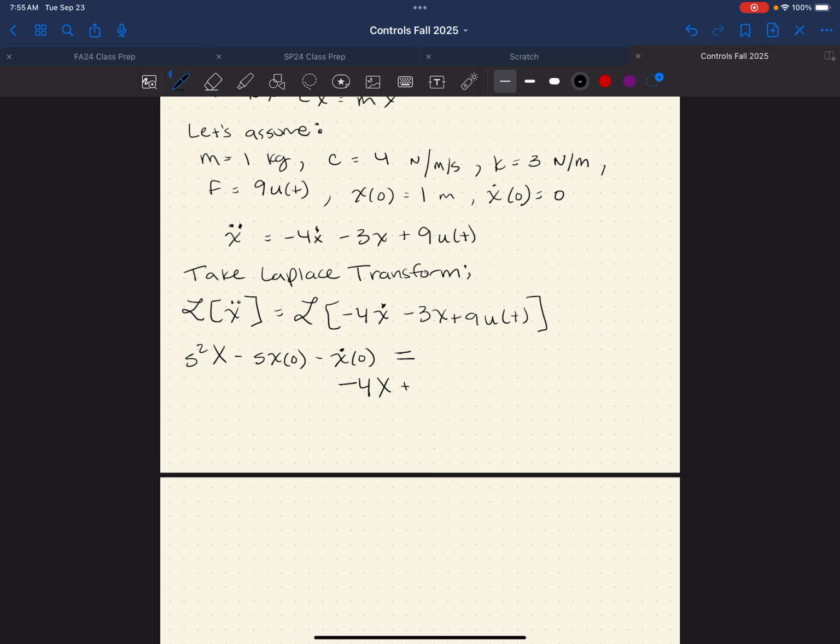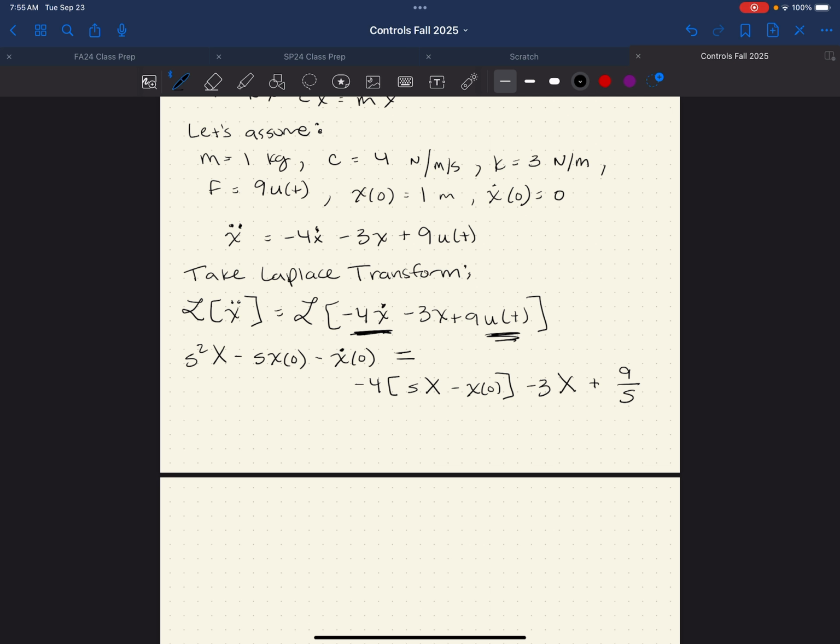Let's do it this way. Minus 4 times the Laplace transform of x dot, which is s big X of s minus x of 0. Okay, so that was the Laplace transform just of that term. And then we have minus 3 big X, and then plus 9 times the Laplace transform of a step function, which is 1 over s, so that we get 9 over s over here.